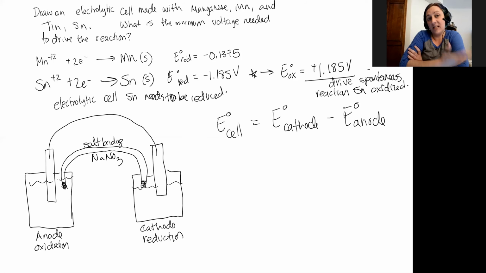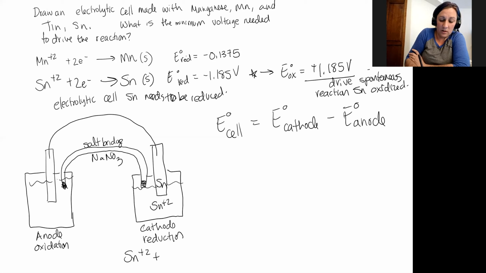So reduction is going to take place at the cathode. So we're going to have our tin at the cathode and our tin plus 2 ions in solution. And that's going to drive the half reaction of tin plus 2 electrons, becoming tin, solid, which has that really negative potential for reduction.